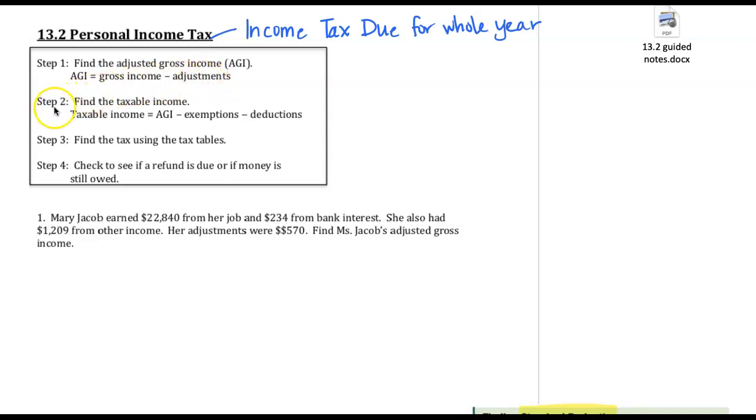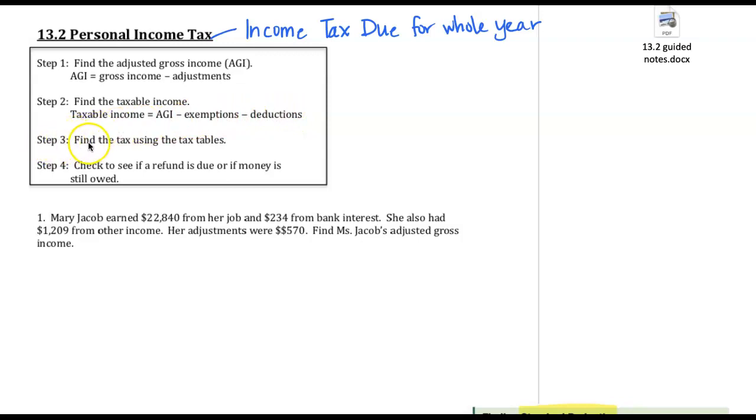Okay. The second step is to find the taxable income. So you're not taxed on every income that comes in. What we'll do is we'll take the adjusted gross income, subtract exemptions for people that are claimed on our tax reform, and also subtract deductions.